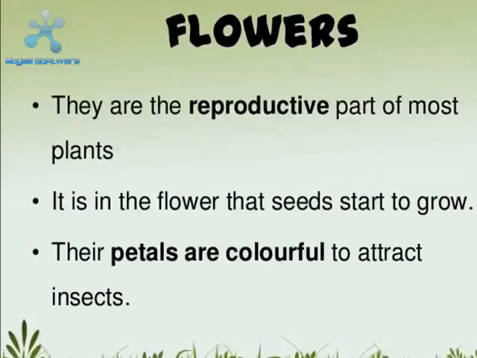And yes, it is in the flower that seeds start to grow. Their petals are colorful to attract insects for the process of pollination. And yes, after the pollination, many flowers develop into delicious fruits which are eaten by us.